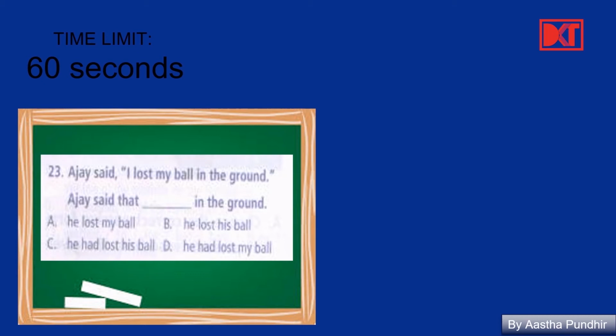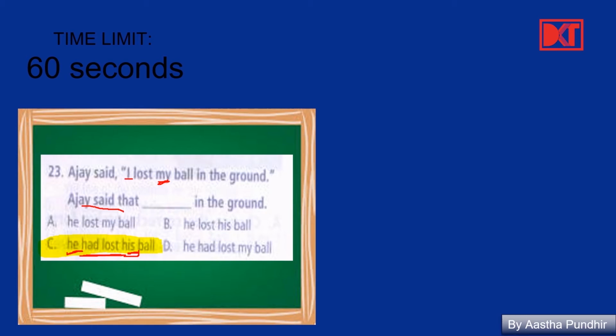So here what do we do first? We first analyze the introductory sentence. The introductory sentence is, Ajay said that. So here there will be backshifting of tenses. The correct answer is C. So Ajay said that he had lost his ball. Okay. So he had lost, tense backshifted to past perfect, and then his ball. Why his? He says my ball. So whose ball is it? Ajay's ball. So it becomes his ball. And I here becomes he because we're talking in third person.